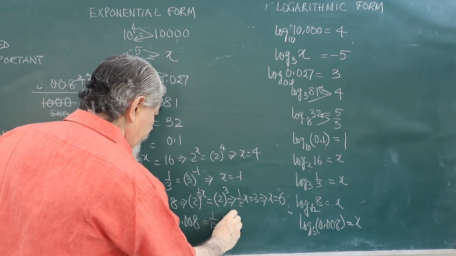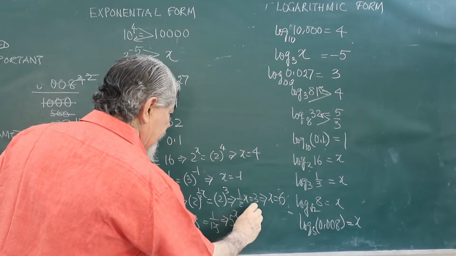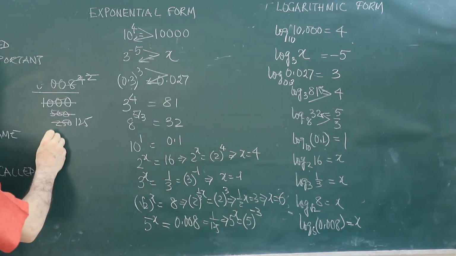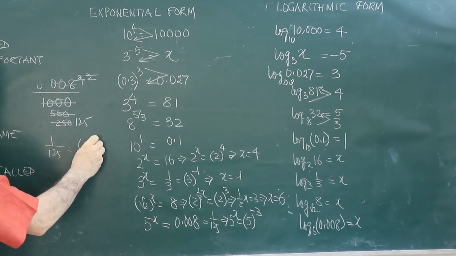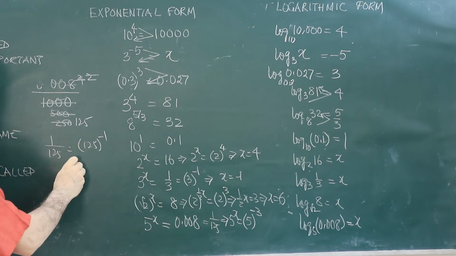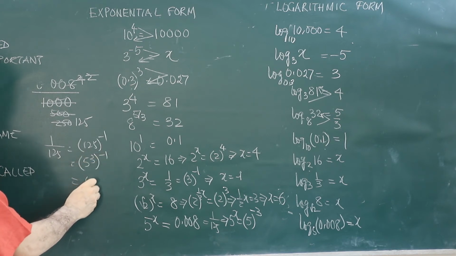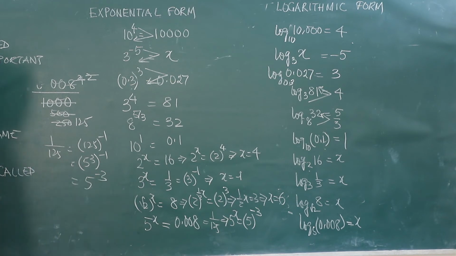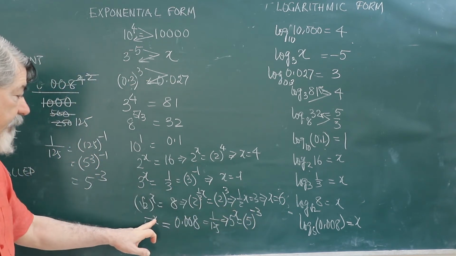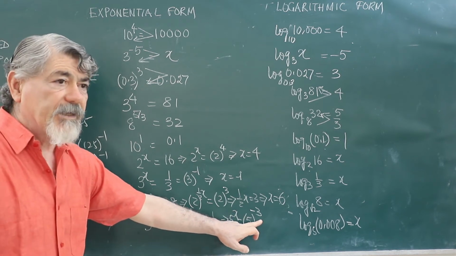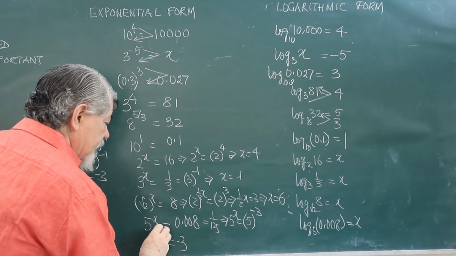That means 5 to the power x is equal to 5 to the power minus 3, because 1 upon 125 means 125 to the power minus 1, and it is 5 to the power 3 to the power minus 1, which will be 5 to the power minus 3. It is 5 to the power x, it is 5 to the power minus 3. So x will be how much? Minus 3.